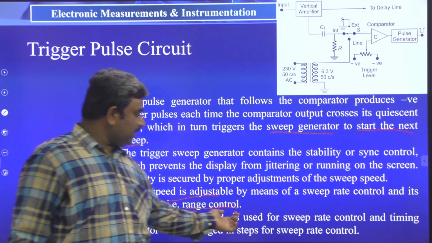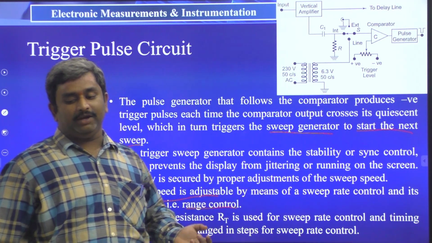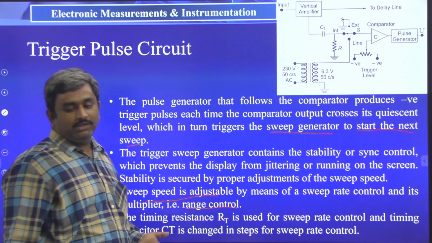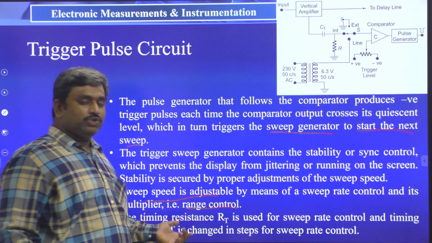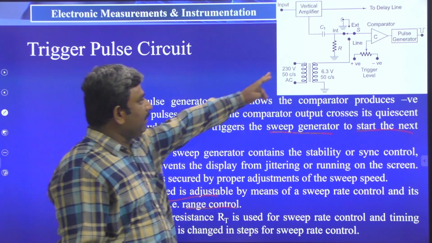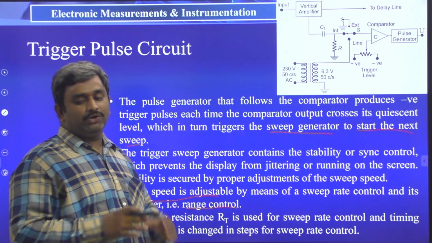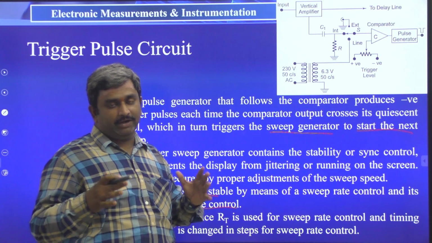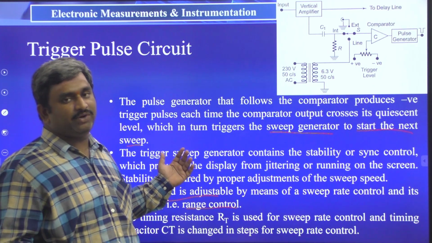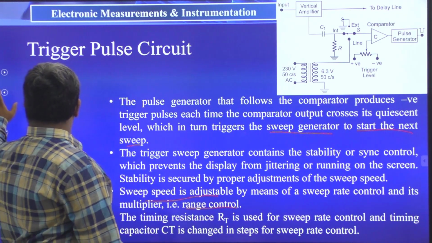The timing resistance RT is used for the sweep rate control, and the timing capacitor CT changes the steps for the sweep rate control. So how many times the sweep has to come, that we vary with the capacitance CT, and RT is used for the total sweep rate control. Okay, one is for sweep rate control, the second one is for steps of sweep rate control. These are the RT and CT parameters.